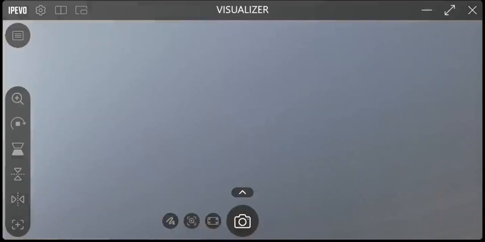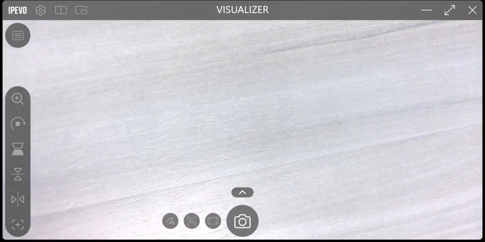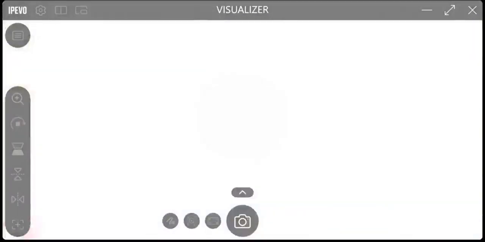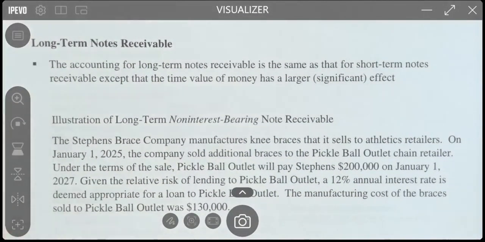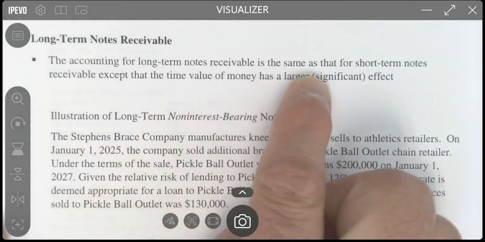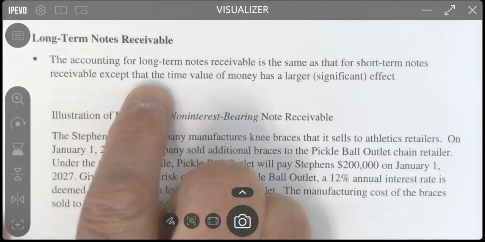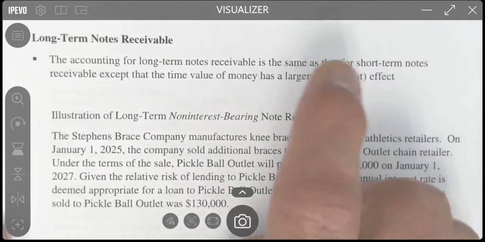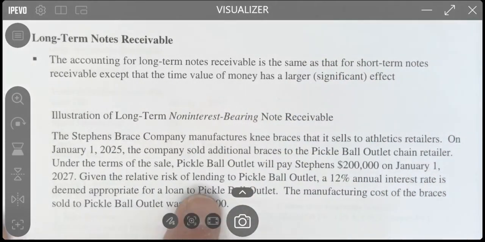And I'll just give you a preview now of long-term notes receivable. This is just for your preview. You'll study this in Financial Accounting Reporting 2, and you'll likely take that as a next course. The accounting for long-term notes receivable is the same as that for the short-term note receivables, except the time value of money has a larger, more significant impact. Hence, we account for the time value of money.